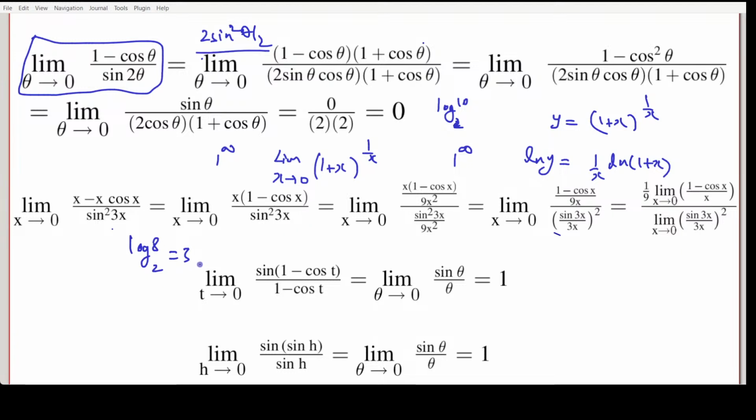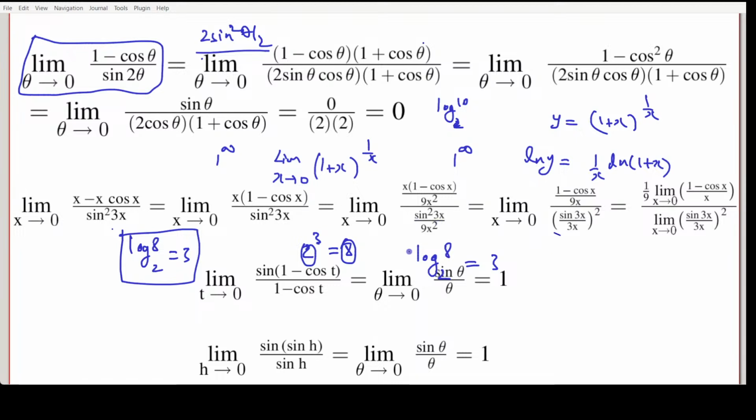Log 8 to the base 2 is 3. Okay, fine. Let's say we don't know anything related to logarithm. Let's say 2 power 3 is 8. Agreed? Okay, so then this is something like 8 is 2 raised to what power? 3, right? So we write like this: log 8 base 2 is actually 3.